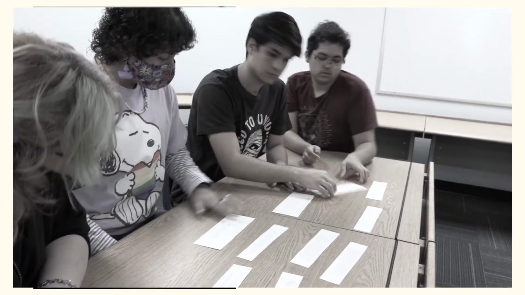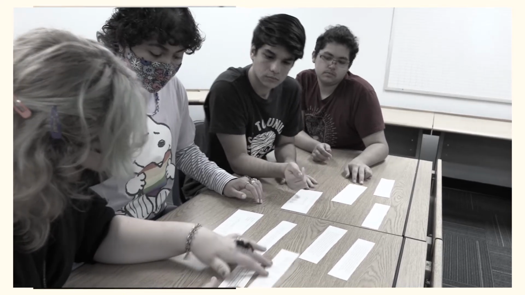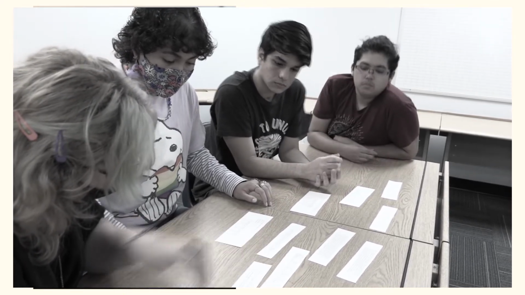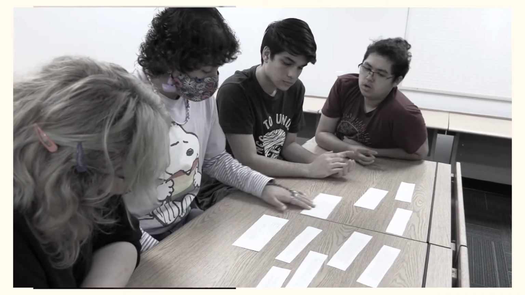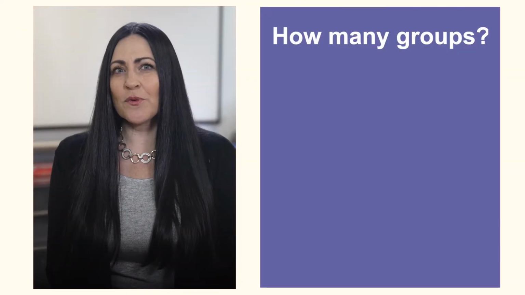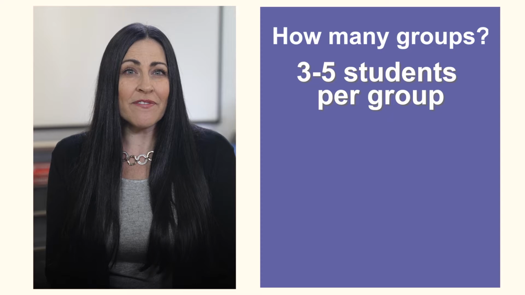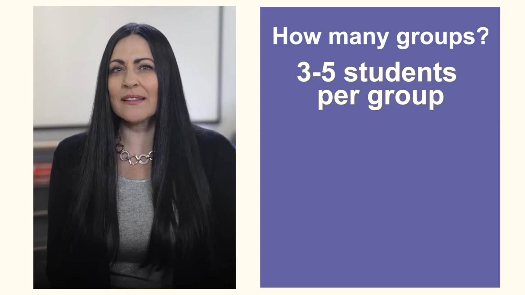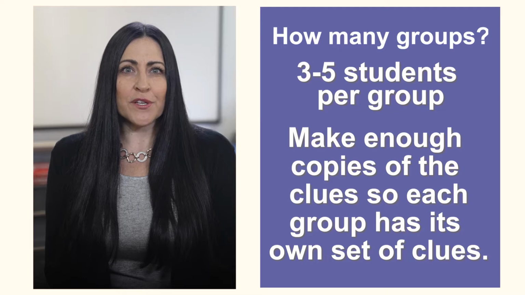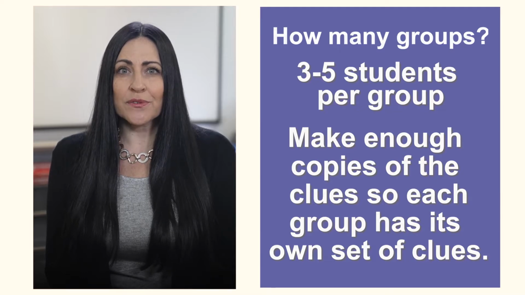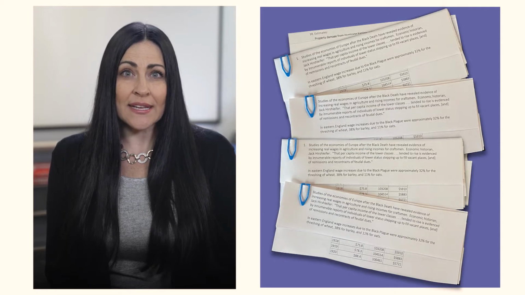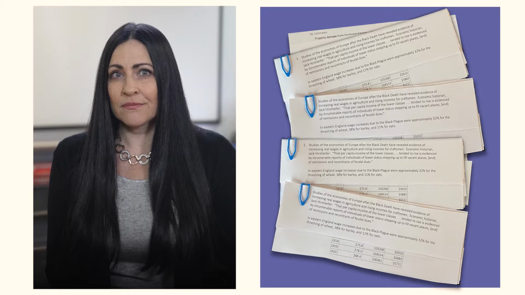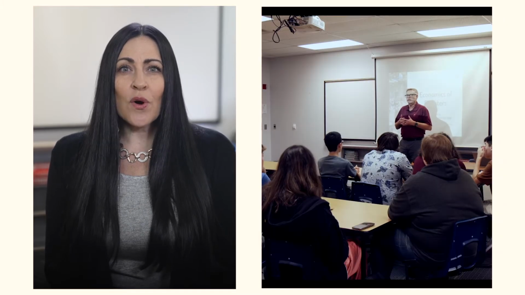The clues for this activity contain data from historical disasters. Some are quotes from analysts or commentators, and others are statistical data or charts. To prepare, determine how many groups you will have for the activity. I recommend 3 to 5 students per group so no one can be easily left out. Make enough copies of the clues so each group has its own set of clues. Cut the clues apart and staple or paperclip them together so each set has one of each clue. Put the students in groups and go over the instructions before distributing the clues.